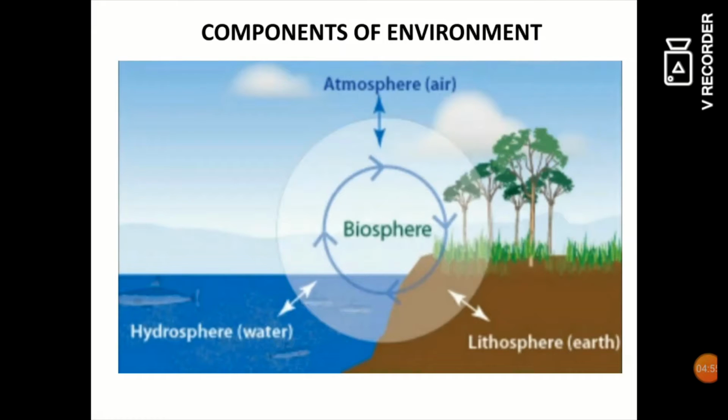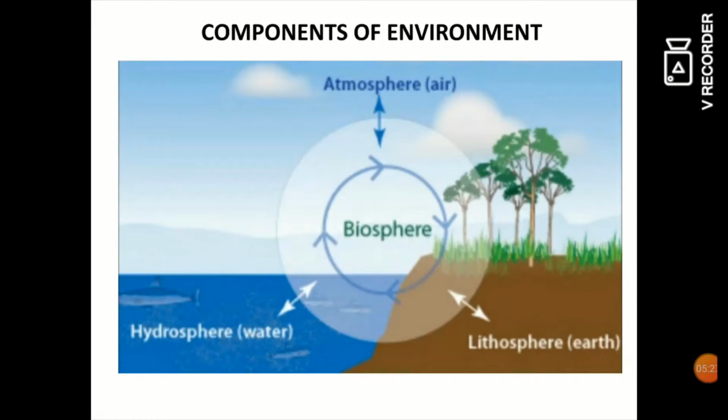That is the next biggest sphere. The next very big sphere of the environment is where you can see Earth. That is called lithosphere. You can see in the picture the brown colored portion that is being represented, which is Earth, having soil particles, rocks, minerals, metals. All of them come under lithosphere. And these are the three physical components of the environment.